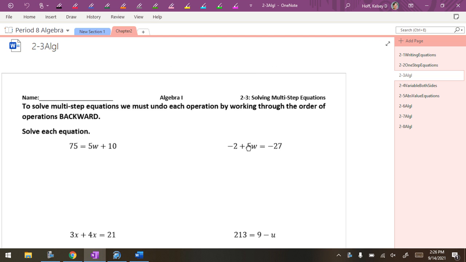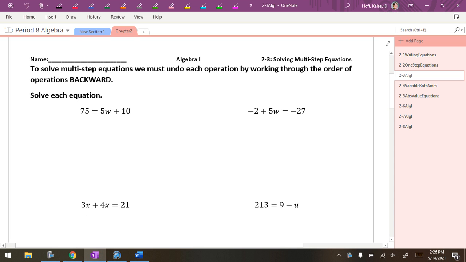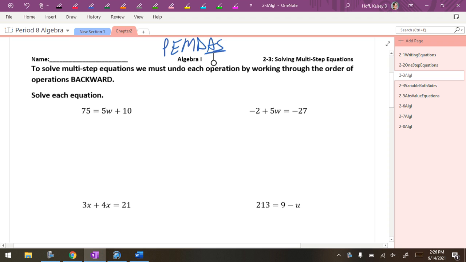To solve multi-step equations, we have to undo the operations by working through the order of operations backwards. Normally you talk about PEMDAS, okay? Addition and subtraction is at the end, but that's actually the first thing we're going to deal with. We have to get that variable alone, nothing added or subtracted to it. Then we'll use multiplication and division to worry about the coefficient.